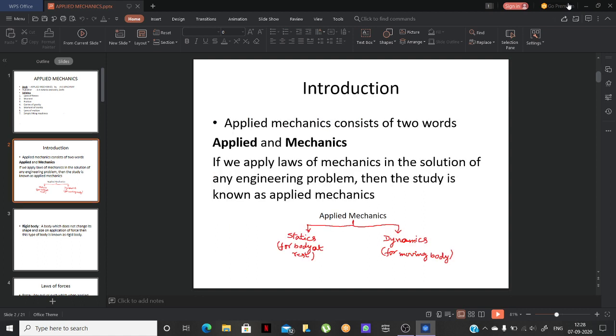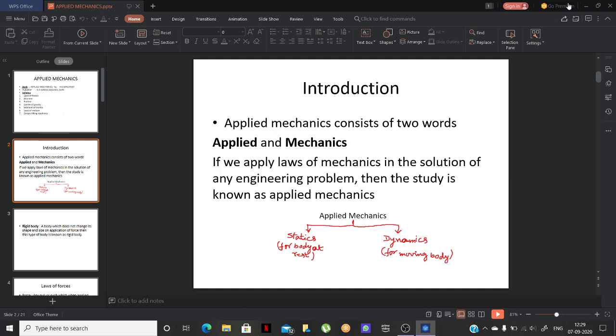Now, what is applied mechanics? As you can see, applied mechanics consists of two words. One is applied, another is mechanics. Now, what is mechanics? Mechanics is the branch of science which deals with the study of action of forces on bodies. In other words, mechanics deals with the behavior of forces and their effects on different bodies.